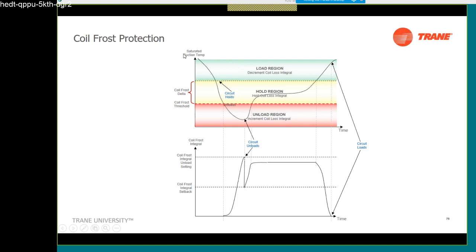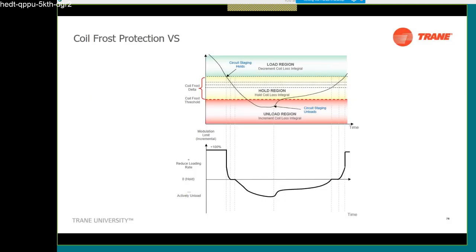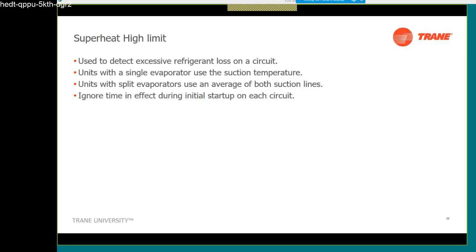So there are your charts for coil frost protection, saturated suction temp, hold region, unload region, for fixed speed and for variable speed. Superheat high limit is used to detect excessive refrigerant loss on a circuit. Units with a single evaporator use the suction temp sensor. Units with split evaporators, we're going to average those temp sensors. Basically, we're looking at the suction pressure transducer and the suction line temp sensor.